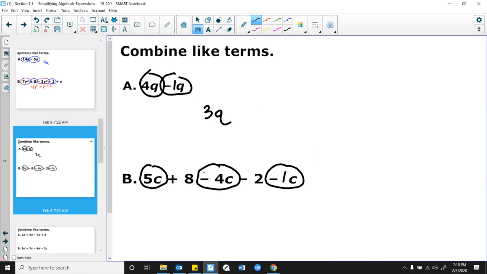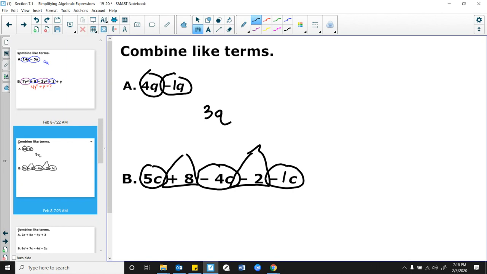Now, 8 and 2 are also like terms. So again, I'm going to put a triangle around these just so it stands out that I'm combining all like terms. Okay, so now I got to combine everything. Okay, a 5c, a negative 4c, and a negative 1.